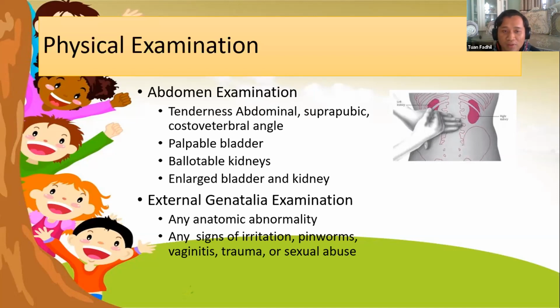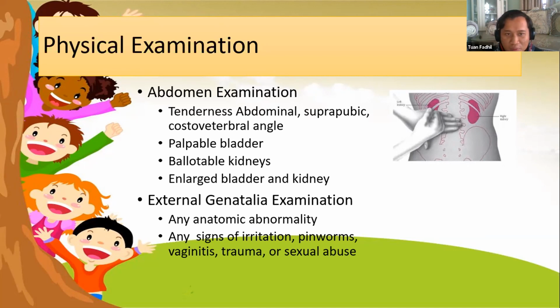Also we need to palpate whether the abdomen is tender, and also palpate the suprapubic area. Maybe they have tenderness, and also at the costovertebral angle. As you can see, that image actually shows how you palpate the costovertebral angle.